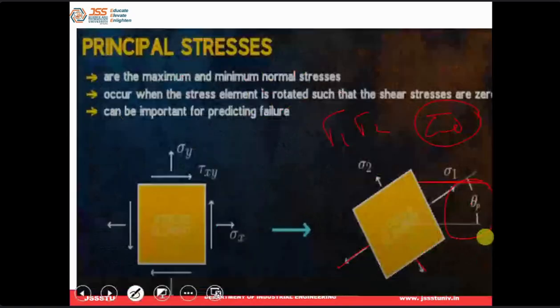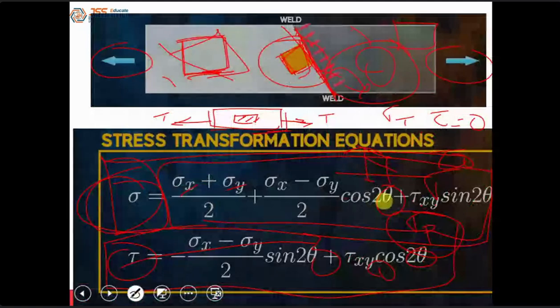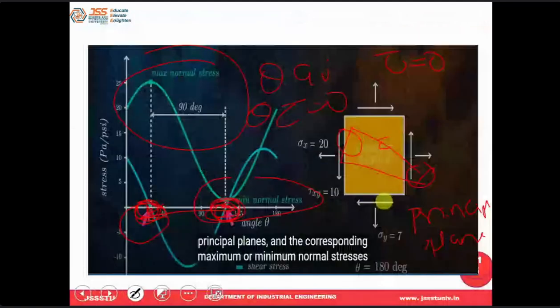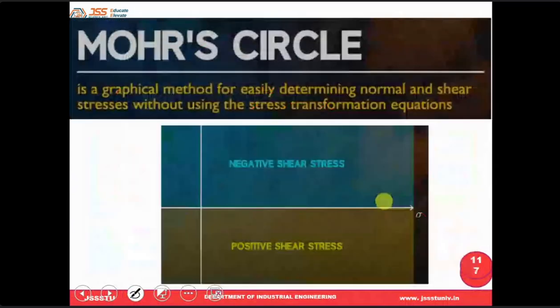Because I need to substitute my angle for each one and check this. In order to overcome this problem, people worked on this to find it in a graphical way, the easiest way to find the principal stresses at any particular angle. That is known as Mohr's circle. That is what we are going to take up now, the last concept.